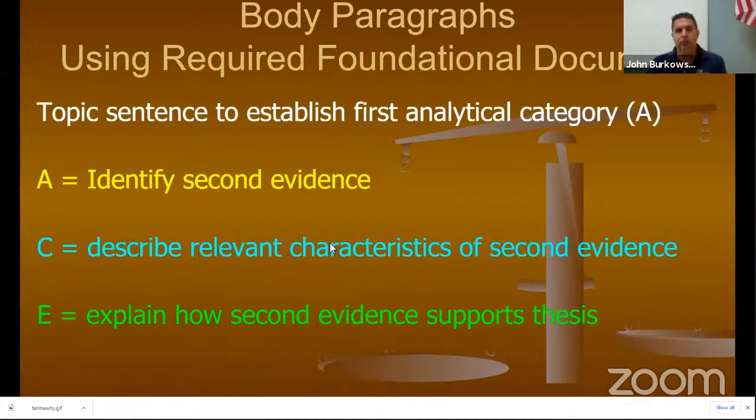What about the next paragraph? All right, topic sentence. It could be for the second analytical category, but identify a second piece of evidence. I recommend that you use another one of the listed foundational documents. I recommend that. Absolutely.